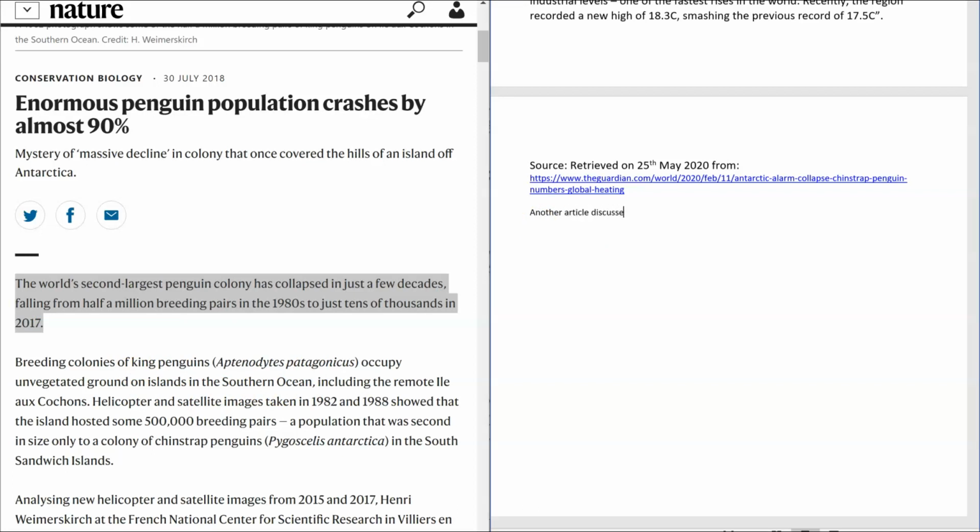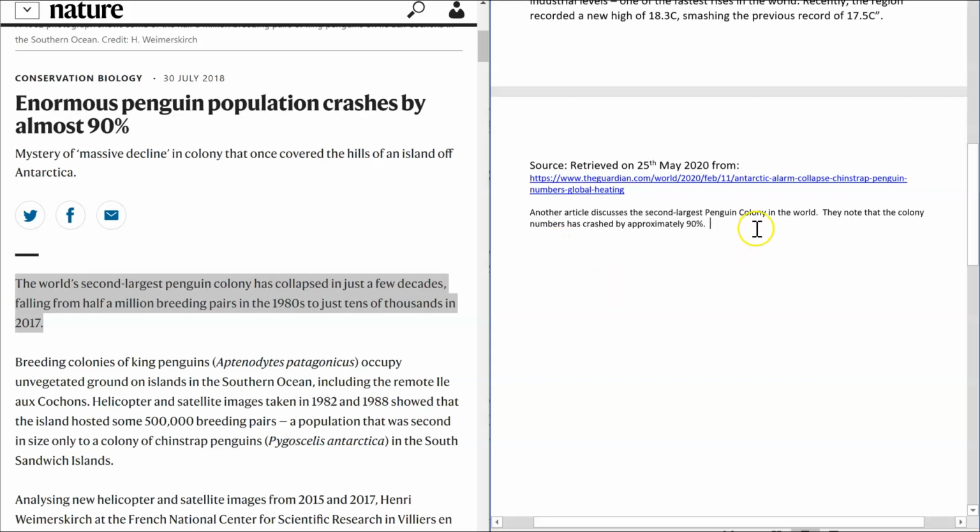Another article discusses the second largest penguin colony in the world. They note that the colony numbers have crashed by approximately 90%. So I've got that 90% from the heading.